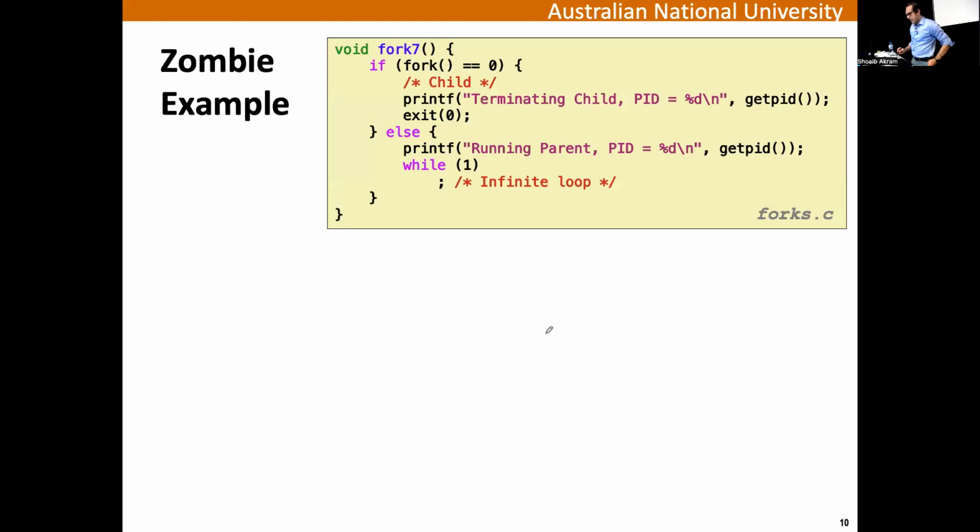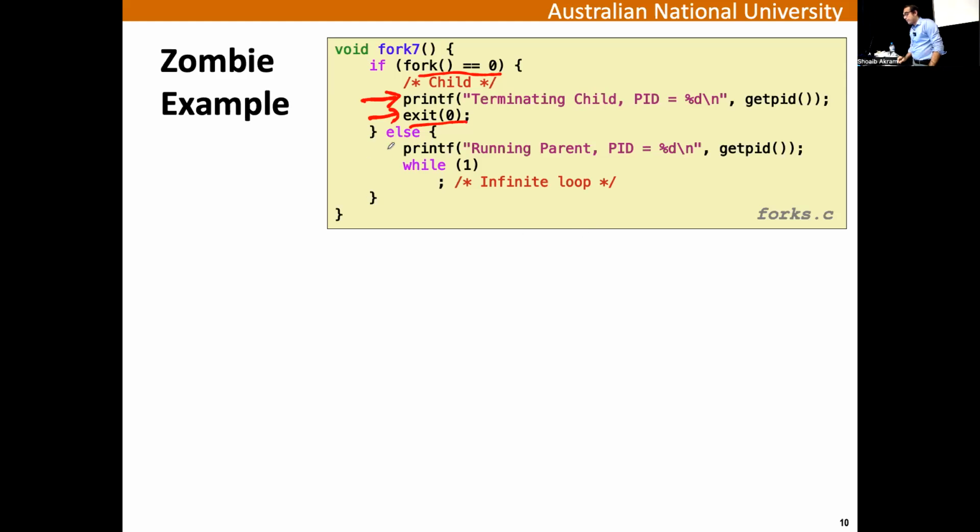Here's an example. We are forking here. So fork equal 0 at this point means that this if statement will only be executed by the child, because the child gets a return value of 0. So the child executes a printf statement and then exits. This exit is used for a process to terminate itself. The other way for a process to terminate itself is to execute return 0 in the main program.